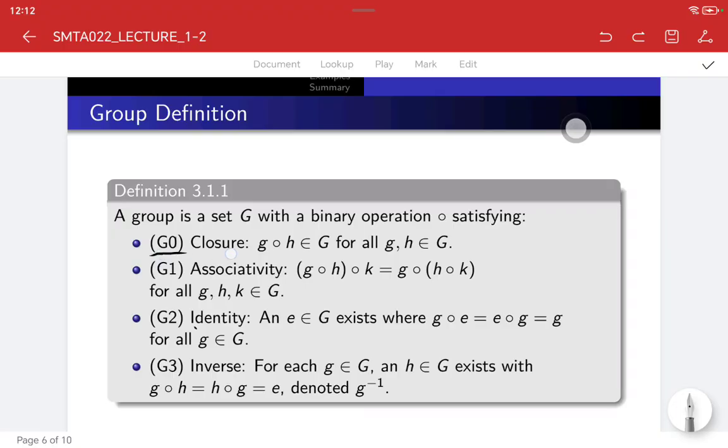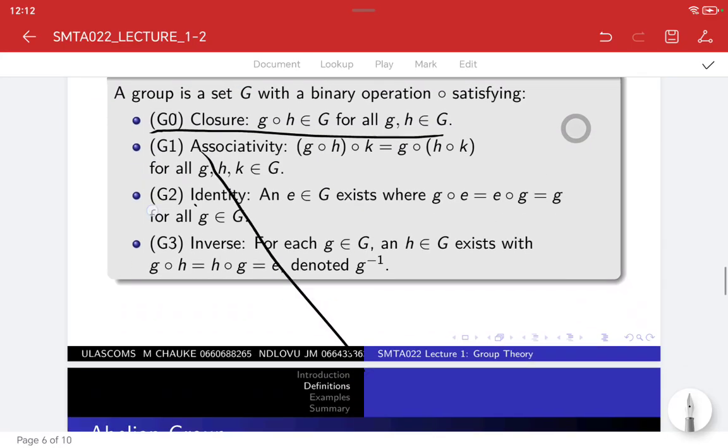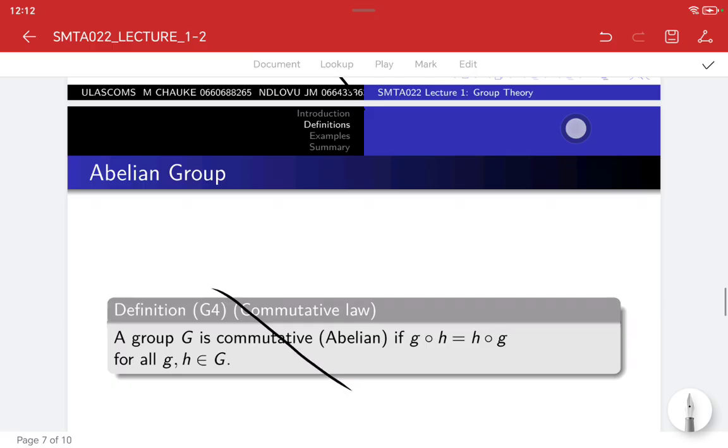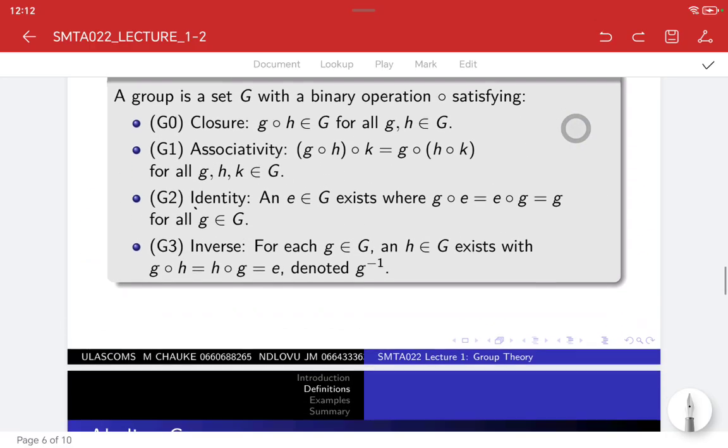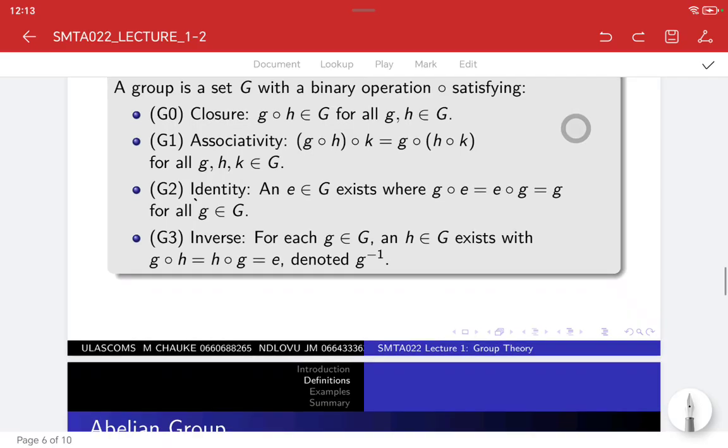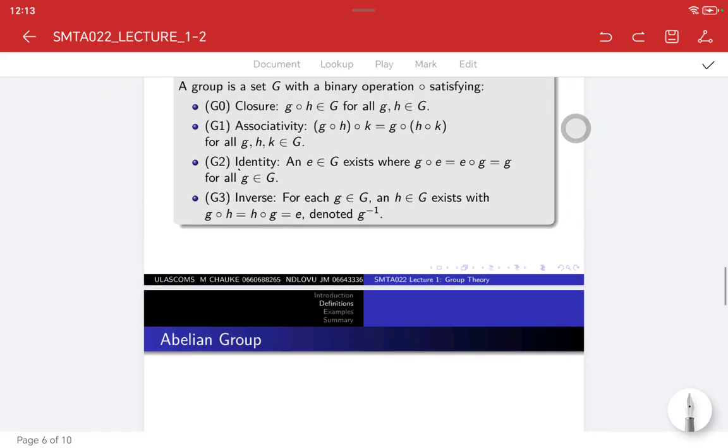Let's say I apply closure and I find that closure is not satisfied. The moment closure is not satisfied, automatically the rest are not satisfied. We are not going to check the rest. If they say check if this is a group, or show that this is a group, and you find that closure is not satisfied, or you start with something else other than closure, you'll be wrong, right? You should always start with closure. Check: if I take two elements from G and apply the binary operation, are those elements still going to be found in G? If yes, then there's closure, and then you can apply the rest. If closure is not satisfied, then this is not a group.